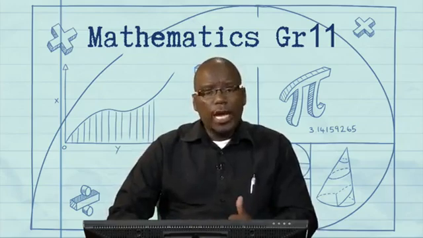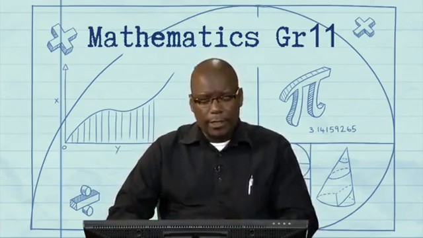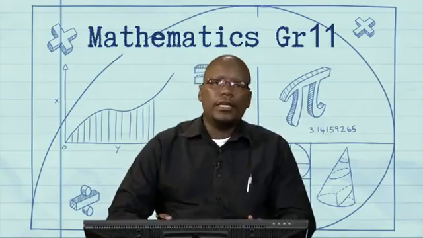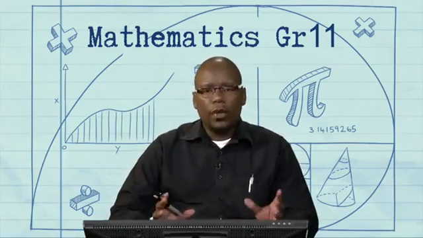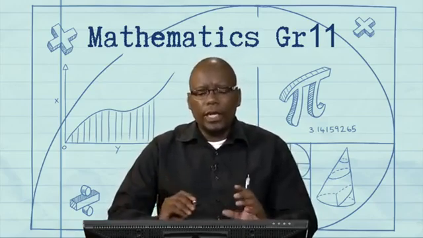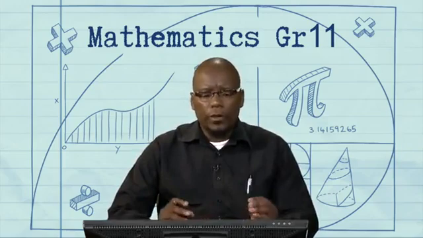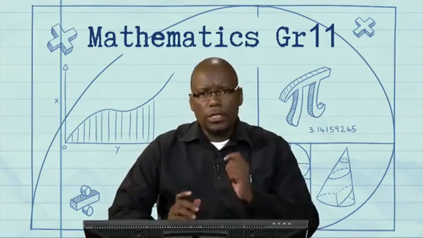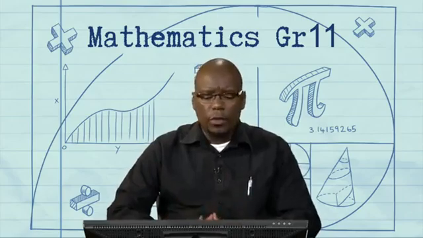What I want us to look at today, on your terminology, is what the following terms or words mean: gradient, distance, straight lines, parallel lines, perpendicular lines, midpoint, and collinear. I'm going to give you 2 minutes to work out roughly a definition of the word, or just give an example of that particular word. So take 2 minutes and look at these words.